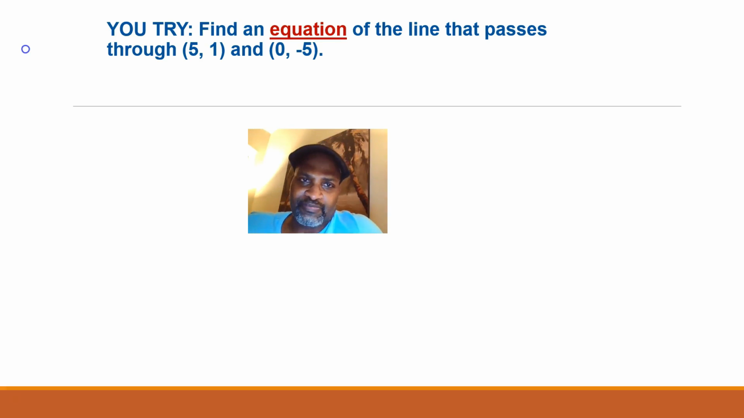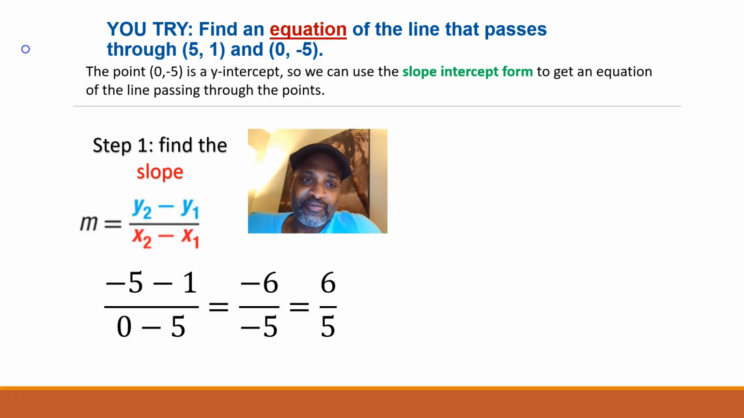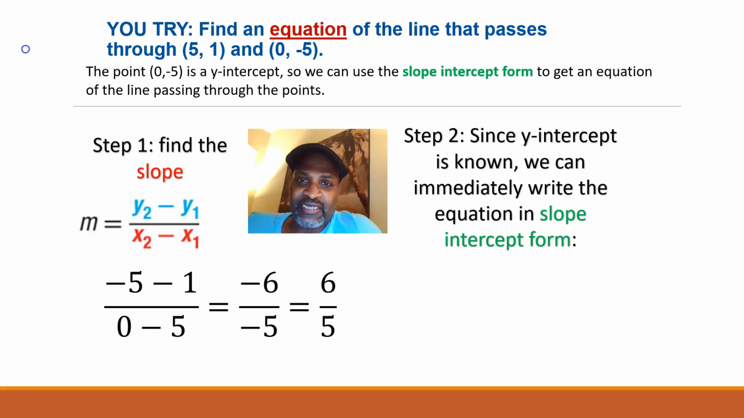Now I want you to try this one. Let's find the equation of the line that passes through the points (5, 1) and (0, -5). The point (0, -5) is a y-intercept, so we can use the slope-intercept form to get an equation of the line passing through the points. First step was to find the slope. And second step, since you already know the y-intercept, you just immediately write the equation in slope-intercept form. Hopefully you did well.